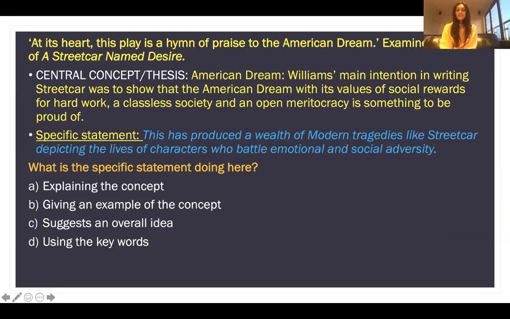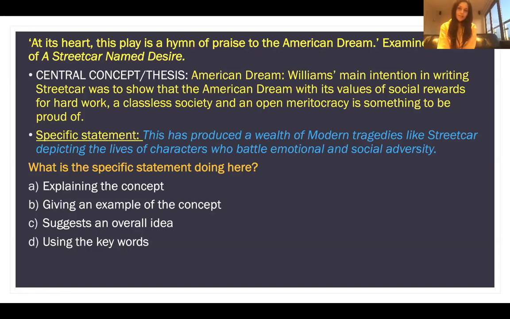let's have a look at the second sentence that you'd be writing in an introduction. All of this here is the same. It's my question. It's my working out of the question. And here we've got the next sentence I'd write, which is the specific statement. That's what follows on from a general statement. Here's my specific statement in answer to this question. This has produced a wealth of modern tragedies, like Streetcar, depicting the lives of characters who battle emotional and social adversity.